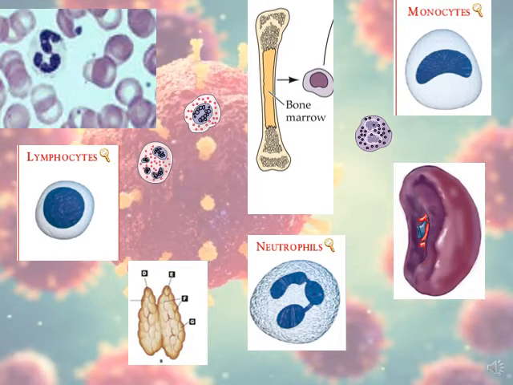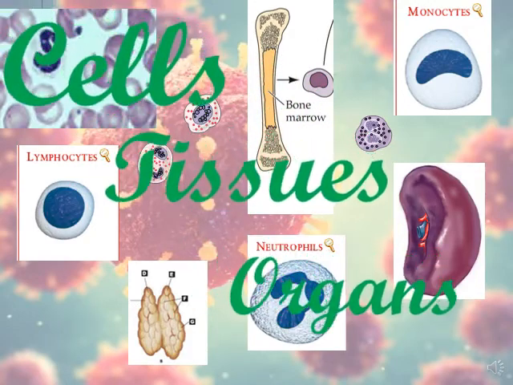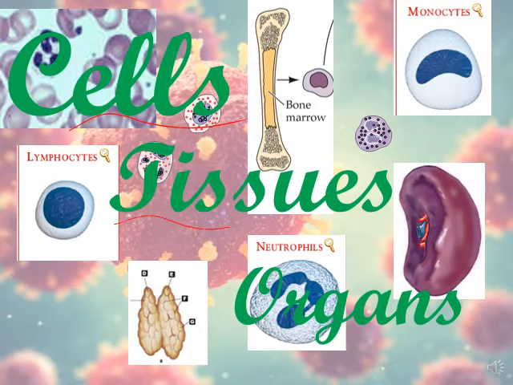So here we have something called lymphocytes. We have monocytes. We have neutrophils and others. We are going to define them and to identify these different types. So we have cells, we have tissues, and then we have organs.